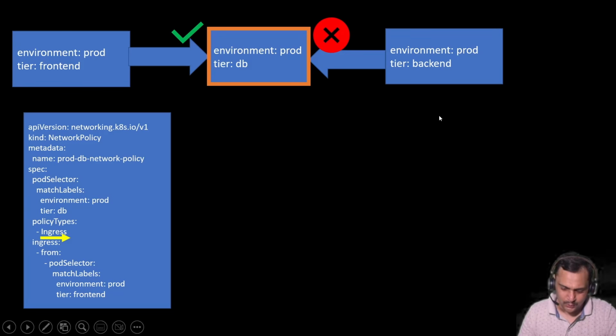And one thing more, you need to understand that here it will select tier equal to db. So this port will apply this network policy. And for ingress, we have allowed only tier equal to frontend. It means that by default, it will reject all the traffic which is coming from tier equal to backend. Why? Because we have only allowed traffic which is coming from tier equal to frontend only.